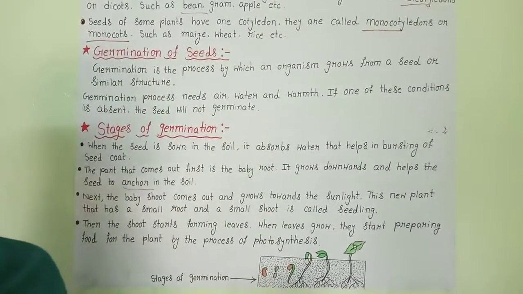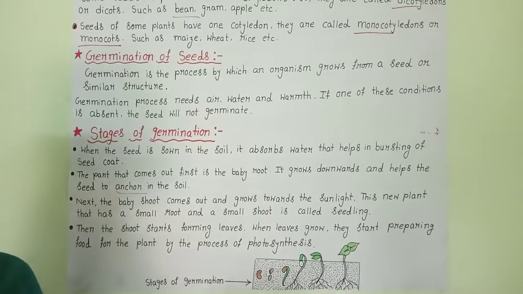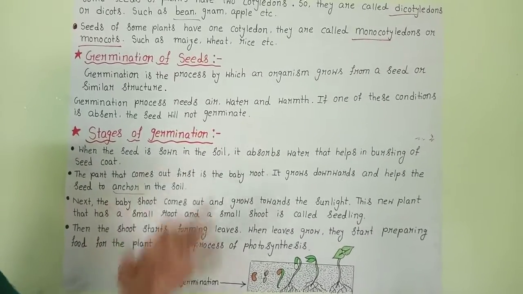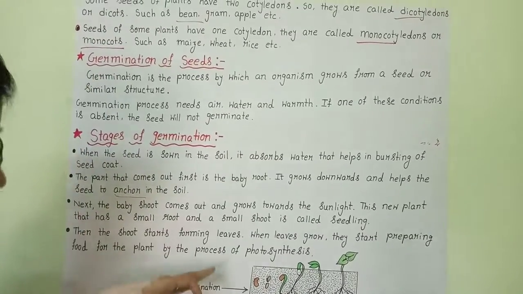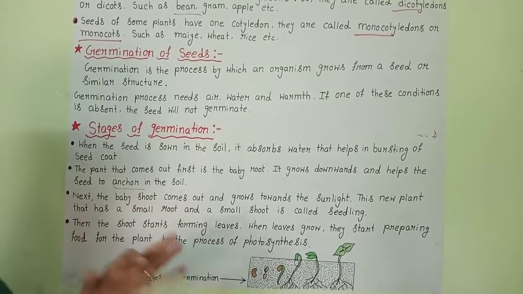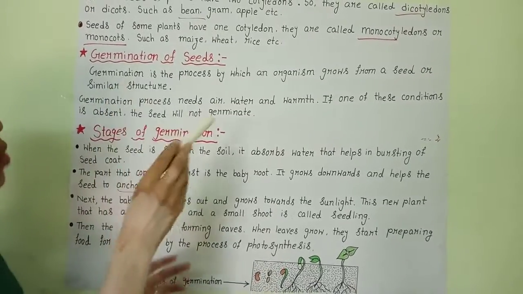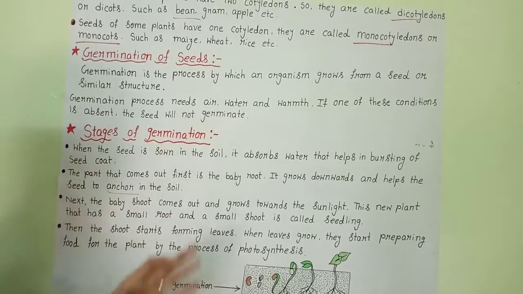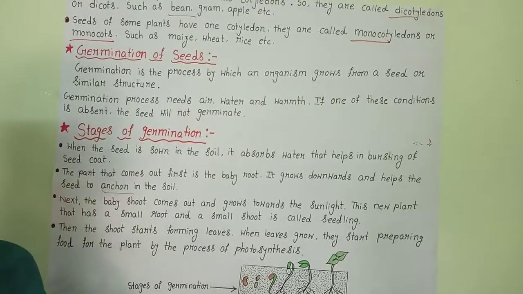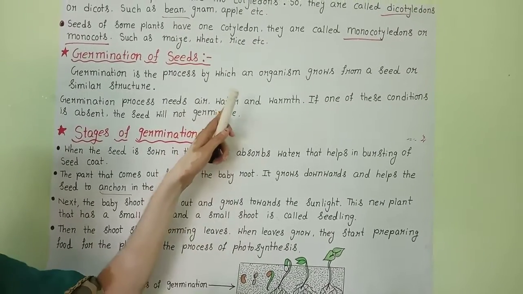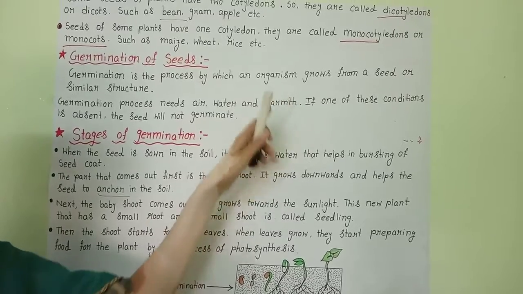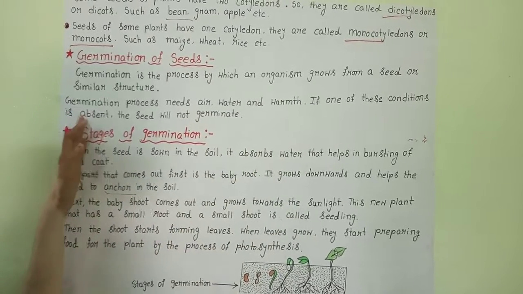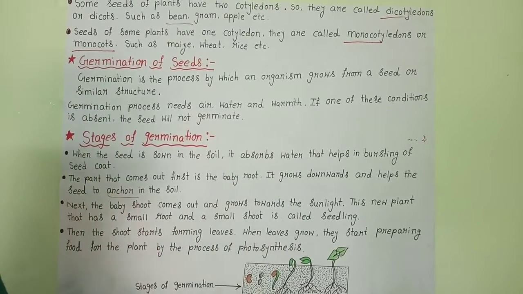Germination means the process by which a seed grows into a proper plant. This is called germination. So students, let us see how a seed germinates into a proper plant. Germination is the process by which an organism grows from a seed or similar structure. The germination process needs air, water and sunlight. If any one of these conditions is absent, the seed will not germinate properly.